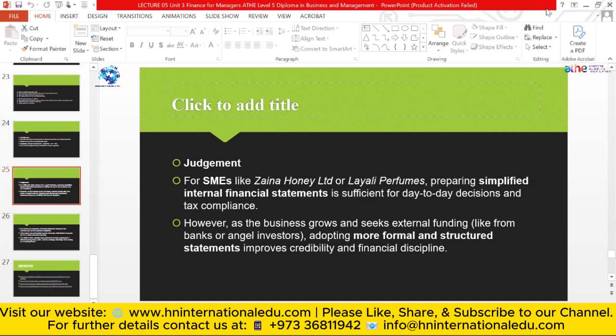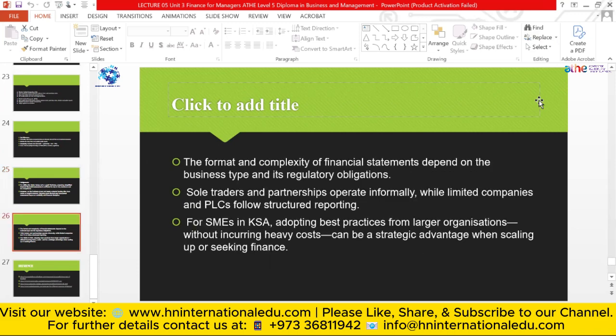However, as the business grows and seeks external funding, like from the banks or angel investors, the brokers, adopting more formal and structured statements improves credibility and financial discipline. Once you feel like you need more investment, more loan, then we can always ask from these authorities because they definitely help us out. Microfinance banks too. The format and the complexity of the financial statements depend on the business type and its regulatory obligations. As I just demonstrated, for the public it is actually different and we require everything, but compare it with the sole trader, there is no mandation at all.